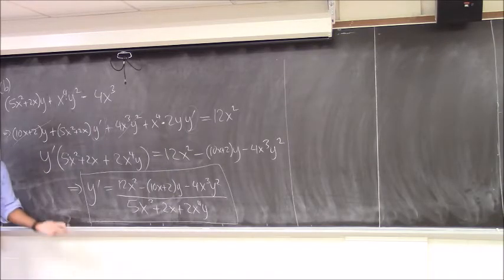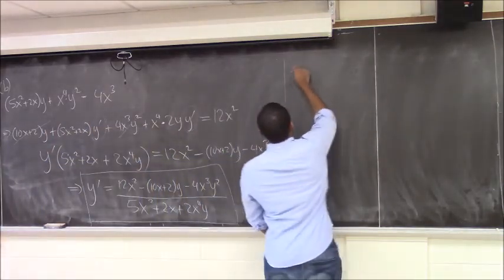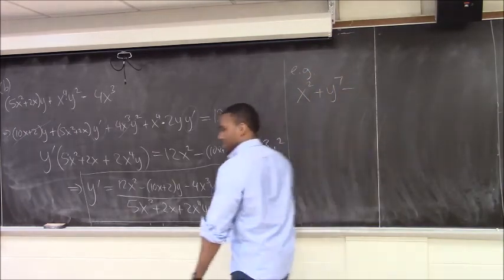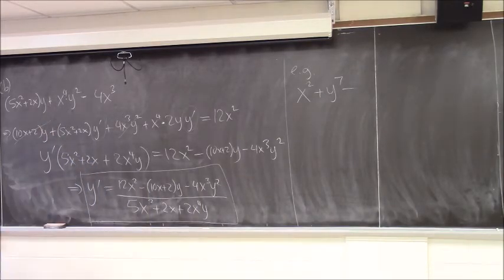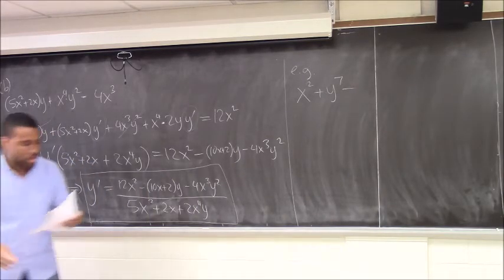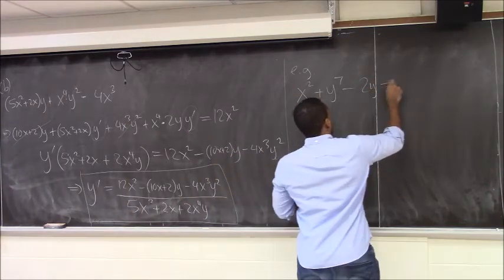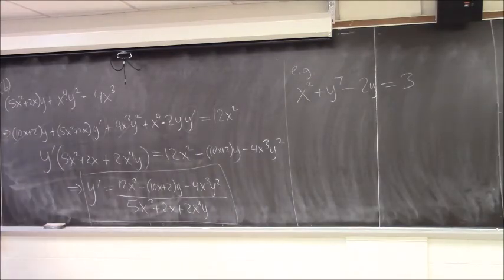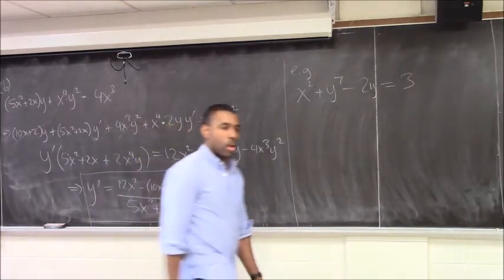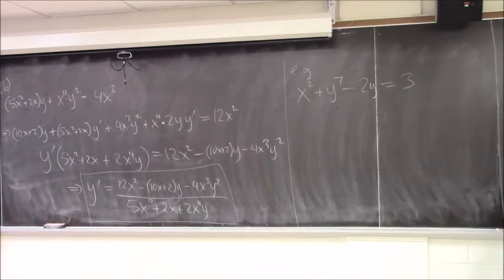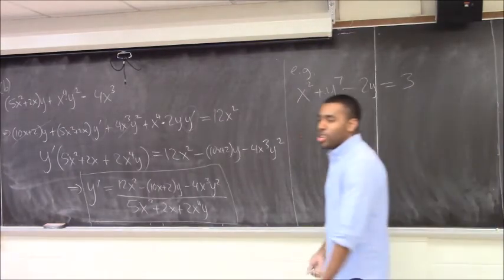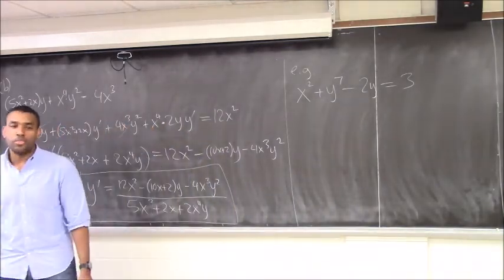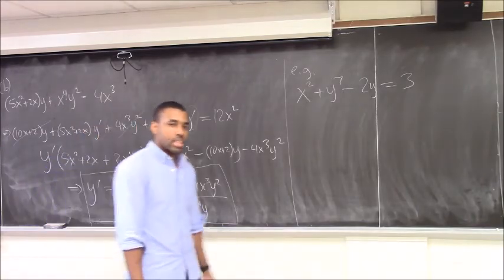But wait, there's more. What about this example? Making sure I'm writing down the right one. 2y equals... I'll save you some time here. It's impossible to solve for y. Like literally, I don't mean it would take a long time. I mean it's impossible to solve for y. There's no way to find a formula for y in terms of x in that equation.